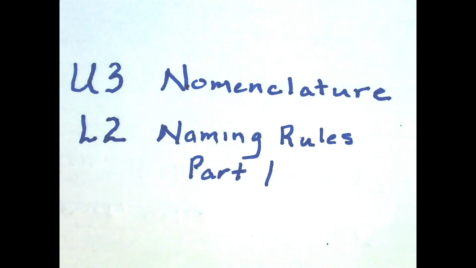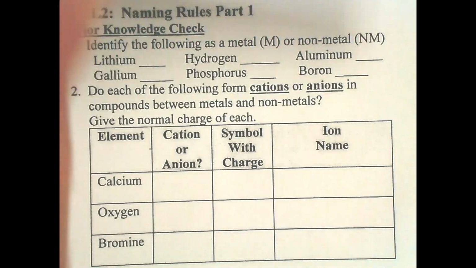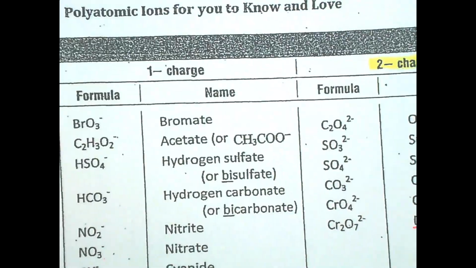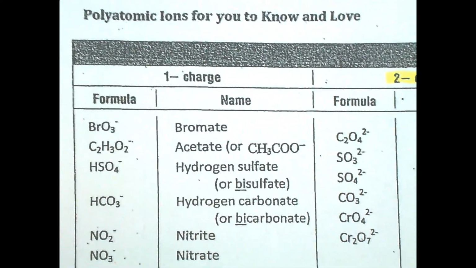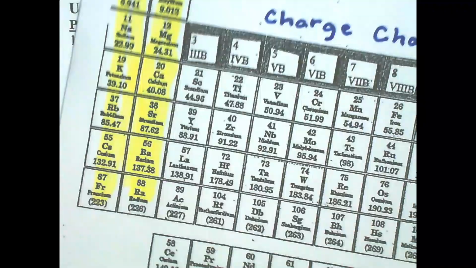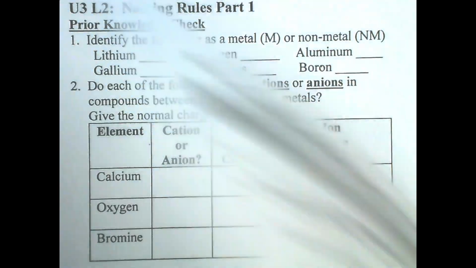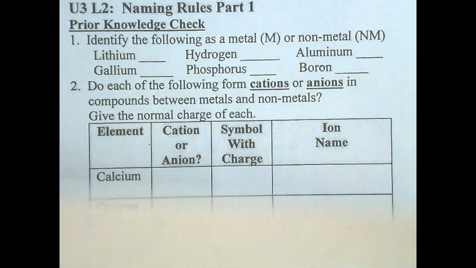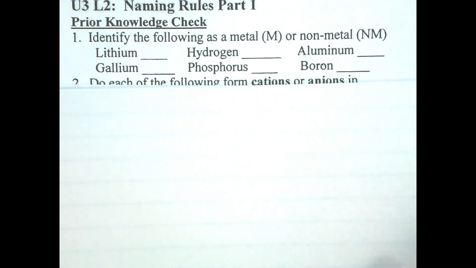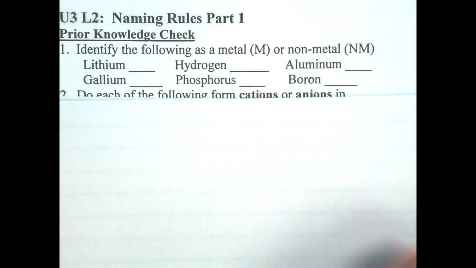The purpose of this video is to go over U3L2, the simplest set of naming rules, the beginnings to naming chemical compounds. In order to do well at this, you're going to need two things. You're going to need your polyatomic ion list, and you're going to need a periodic table, and you're going to need some of that we labeled in the previous lesson.